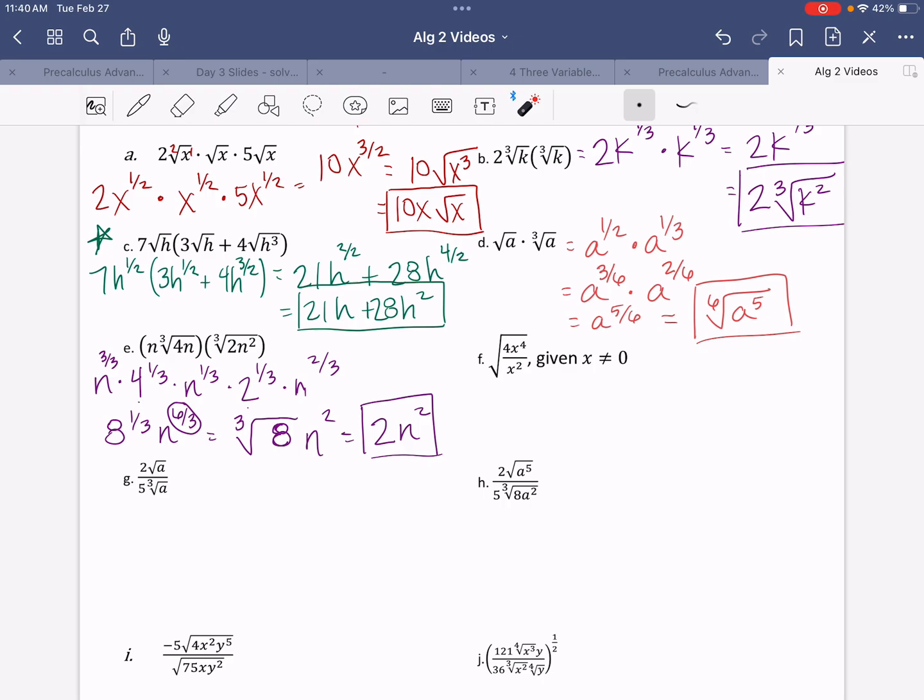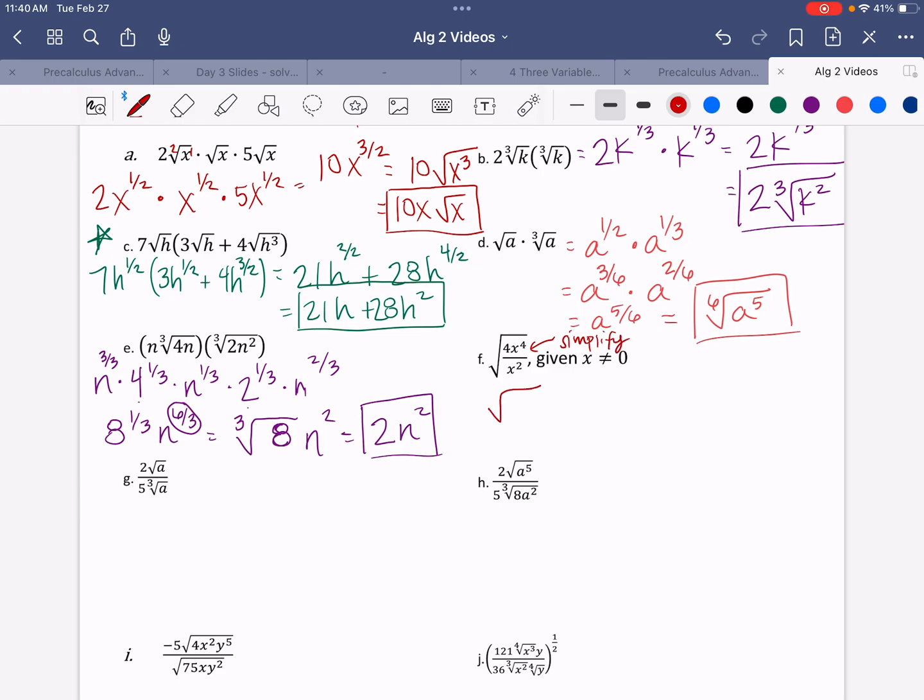Okay, let's keep going. On F, we have 4x to the 4th over x squared. You have a couple of options. It says x cannot be 0 because we know we can't divide by 0. So you have a couple options. If you want to simplify the inside first, we can do that.